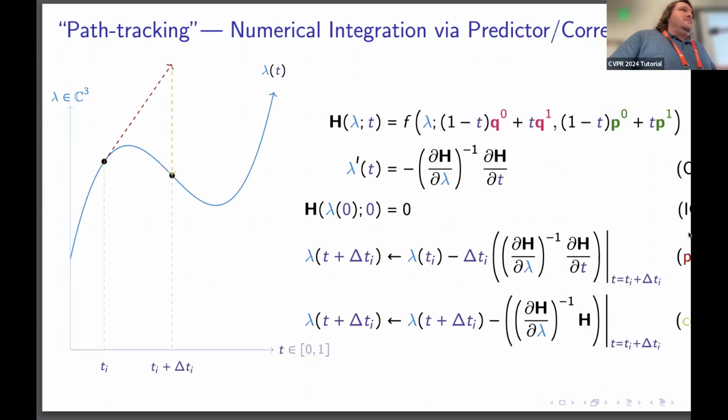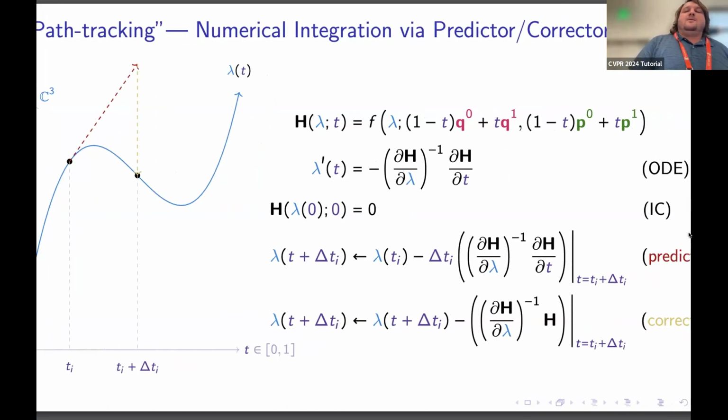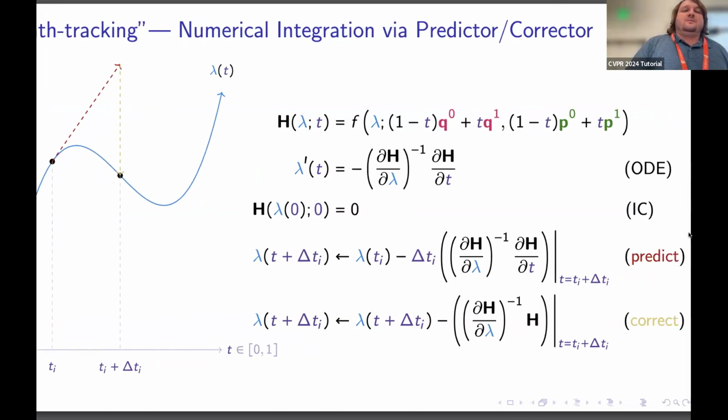Okay, so how does the numerical integration work? Well, there's enough structure to this problem that we don't have to use a general ODE solver. We can actually use something that works very well for this particular kind of problem called a predictor corrector method. And it's pretty simple. So here are the 5 equations that you want to know. So here's your homotopy function, here's your ODE, here's your initial condition, all from the previous slide.